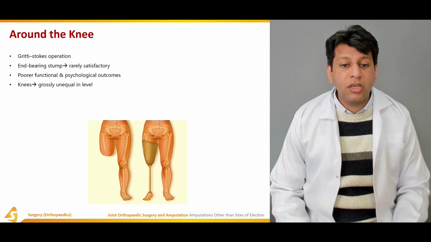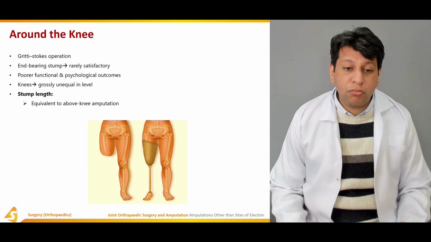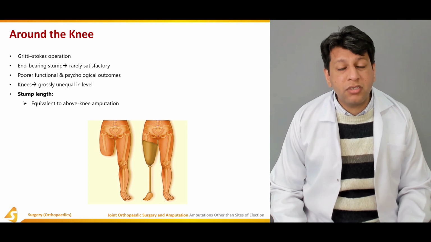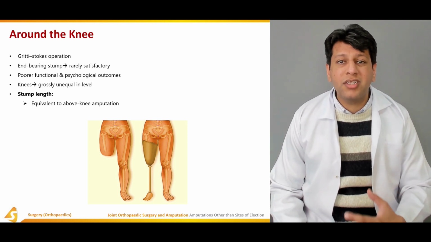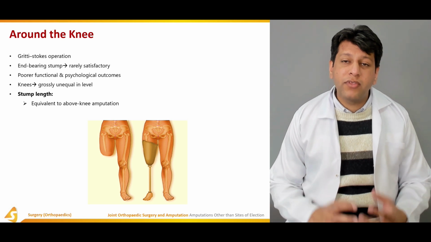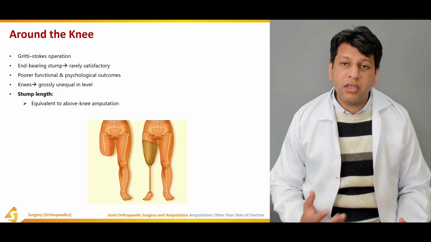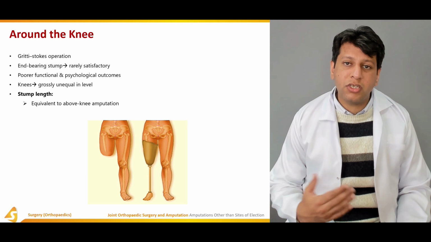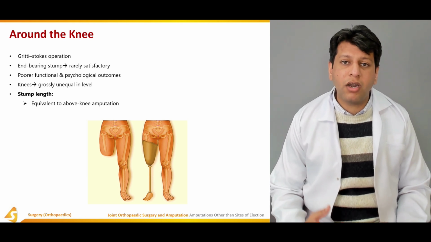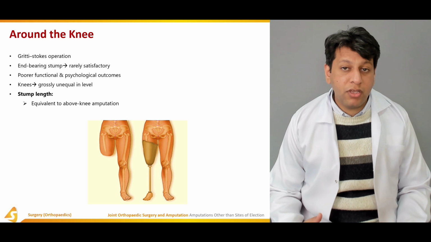The knee is grossly unequal in length, and that is why it's a problem. Stump length can be a problem as well, equivalent to above knee amputation. Then there is energy expenditure. If the length of the limb is preserved, then the energy expenditure is less. For example, energy expenditure of the below knee amputation is far less as compared to the above knee amputation.